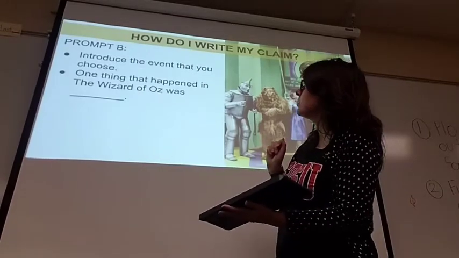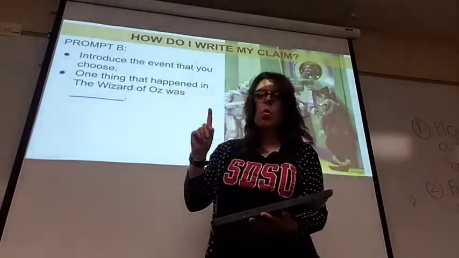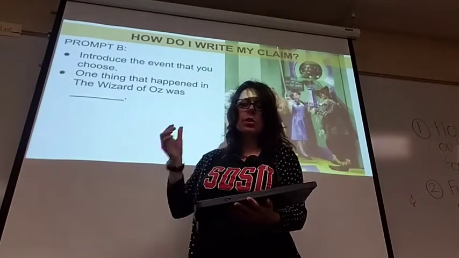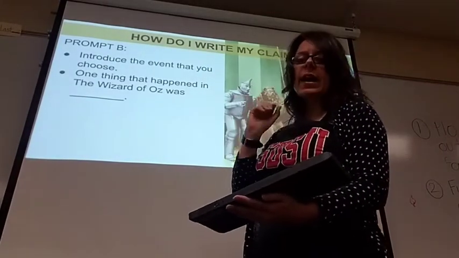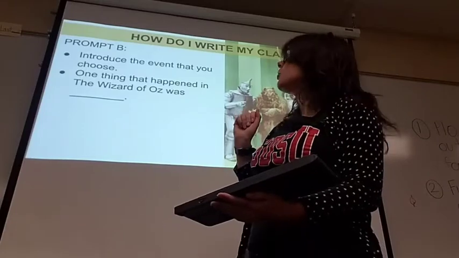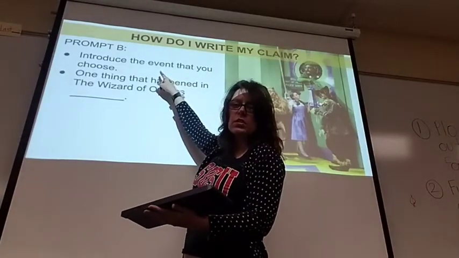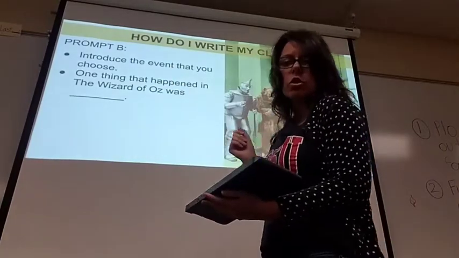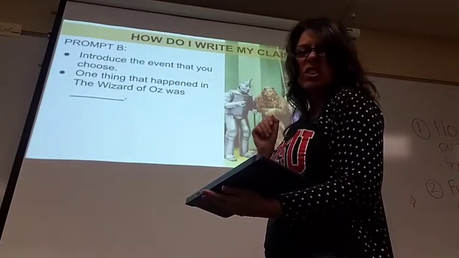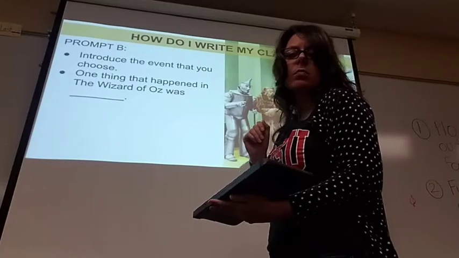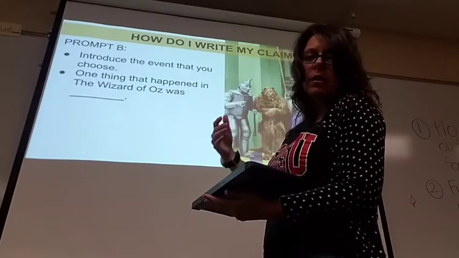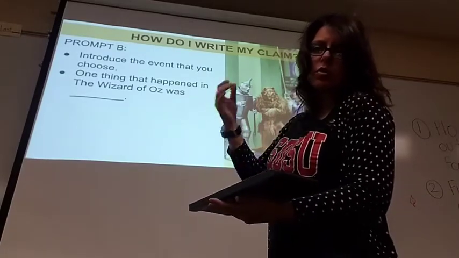Prompt B is to pick one event, just one, that's it. You're not talking about the whole story. You're just telling us about one thing that happened and nothing else. For that one thing that happened, for the claim, the very first sentence of your paragraph, you're just going to introduce what event you chose. What event did you choose? That's it. The rest of your paragraph will compare and contrast the book to the movie.